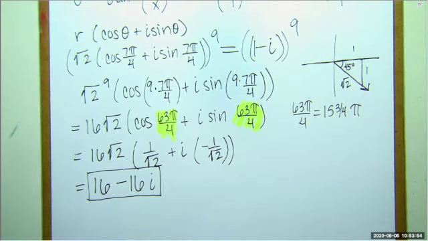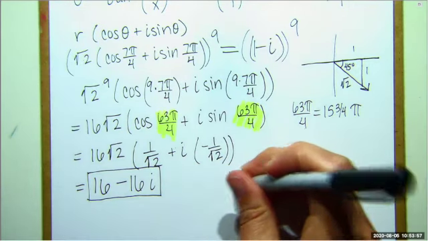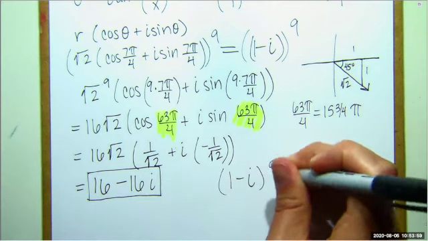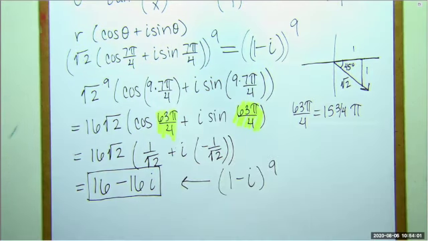Okay, so what we figured out here was that 1 minus i to the 9th, that was our original problem, is equal to 16 minus 16i. So that's pretty cool. If we actually multiply out 1 minus i 9 times, we get 16 minus 16i.